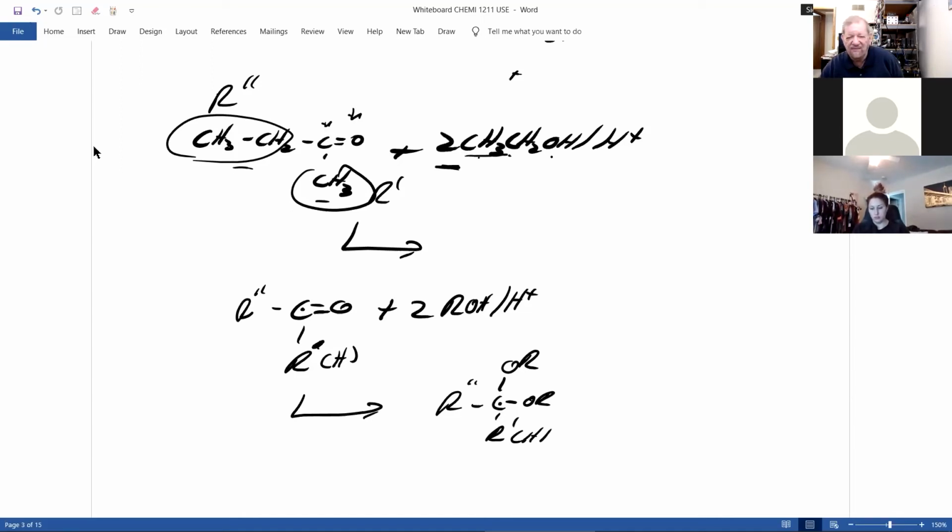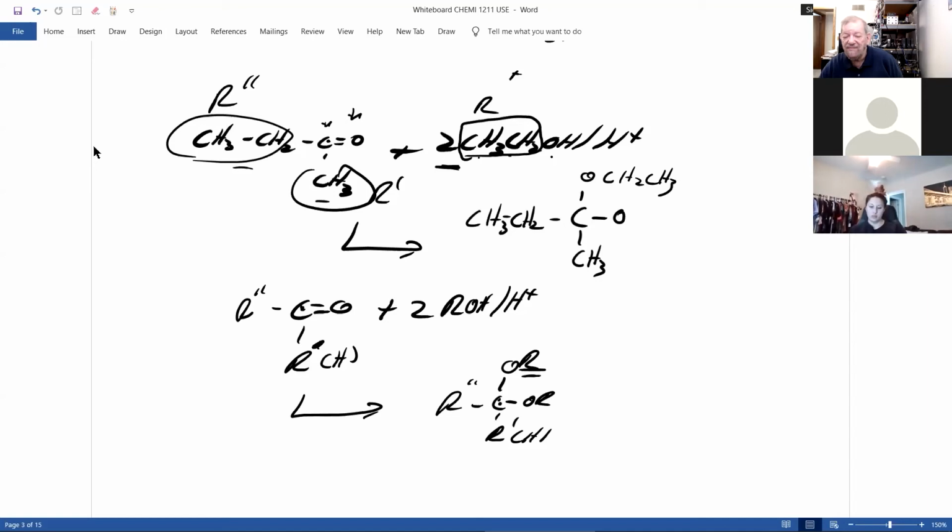And then here, that's my R group. So keep my eye on the carbonyl carbon. What's attached to it? R prime, methyl, R double prime, ethyl. Then it will have two oxygens. And what's R? Ethyl. And I'm done. And that's how you do it. Oh, let's do one more.